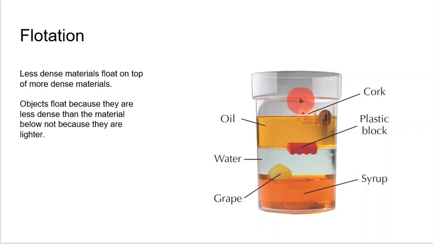And likewise, if you were to take the cork, for example, the amount of mass in this volume is much less than the same volume of oil that's underneath it, so therefore it floats. So again, less dense materials float on top of more dense materials. Objects float because they're less dense than the material below, not because they're lighter.